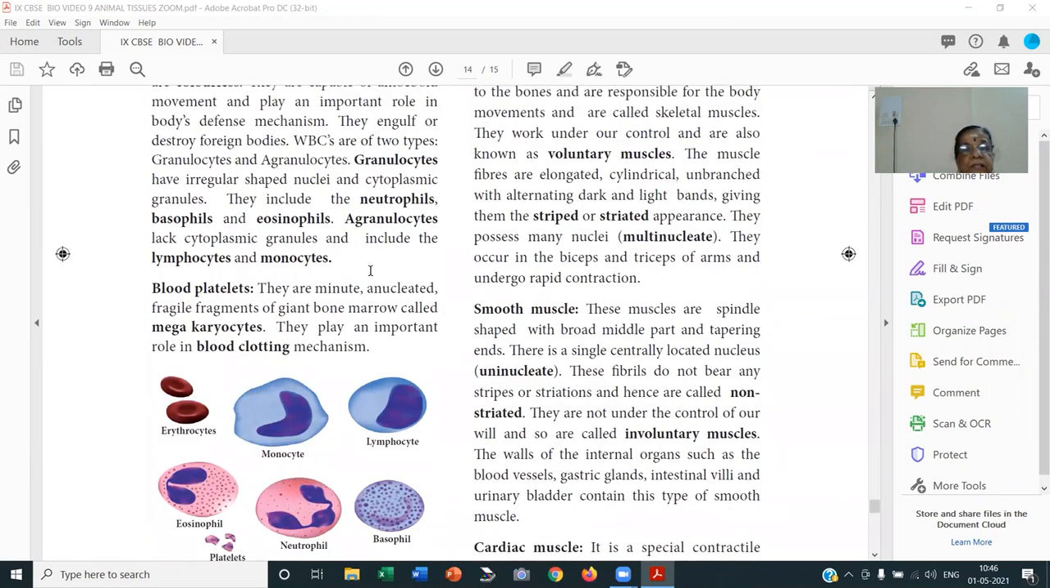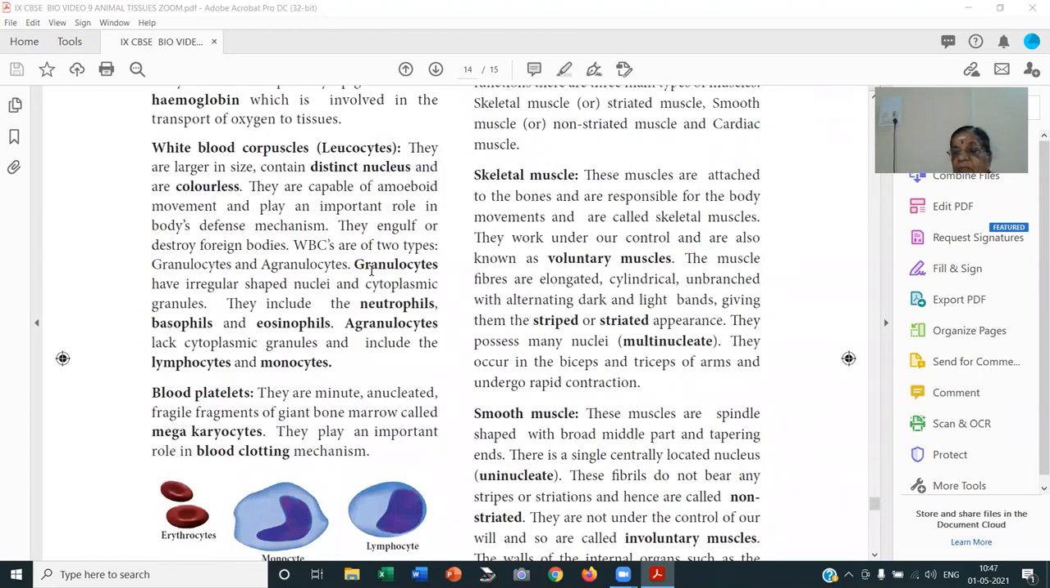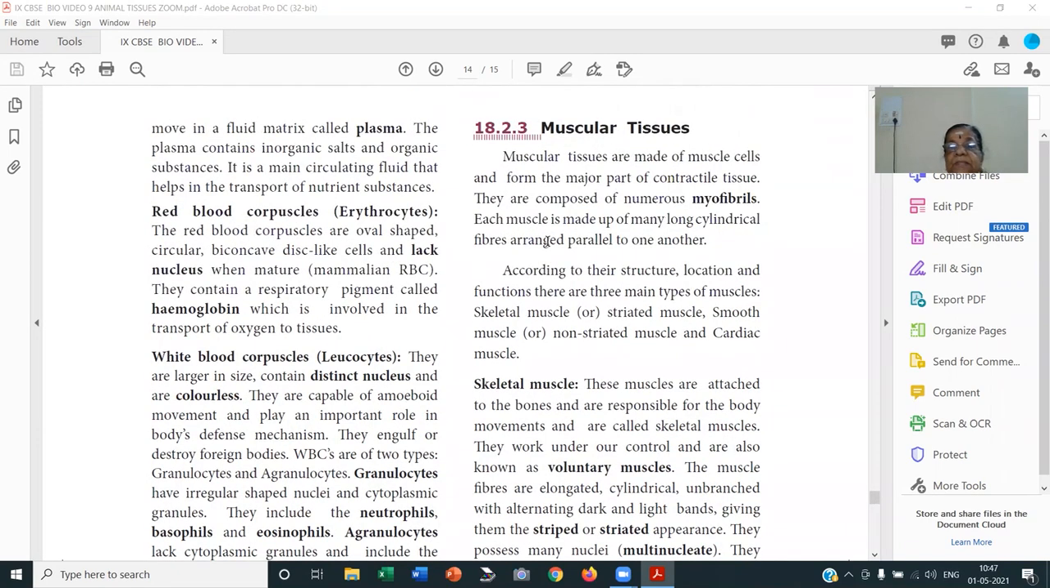So here, I have already explained this, I'm not repeating it, just follow. Okay. WBC. Very clear? Then skeletal muscle, I have explained this a lot.